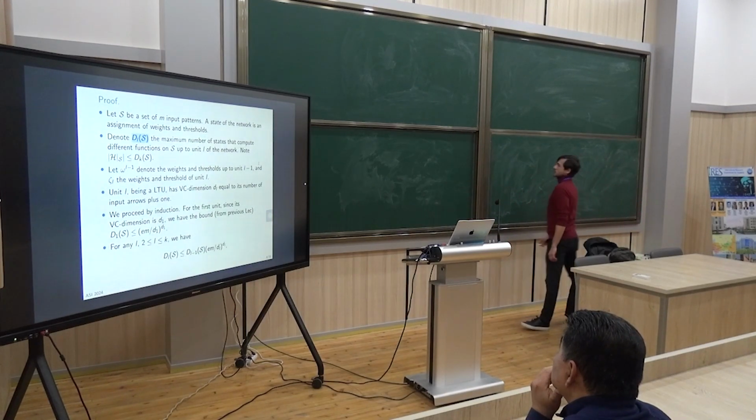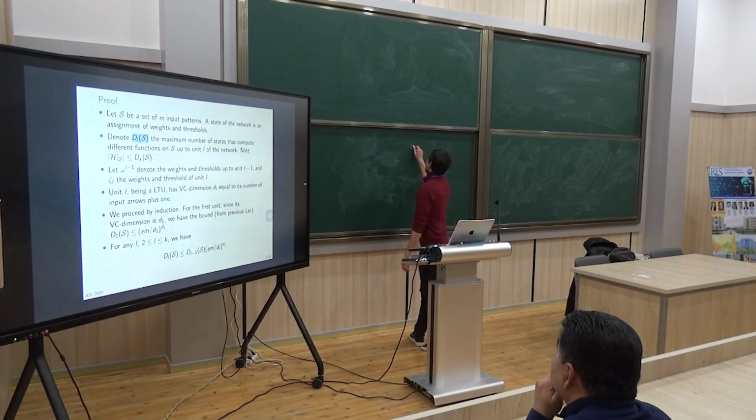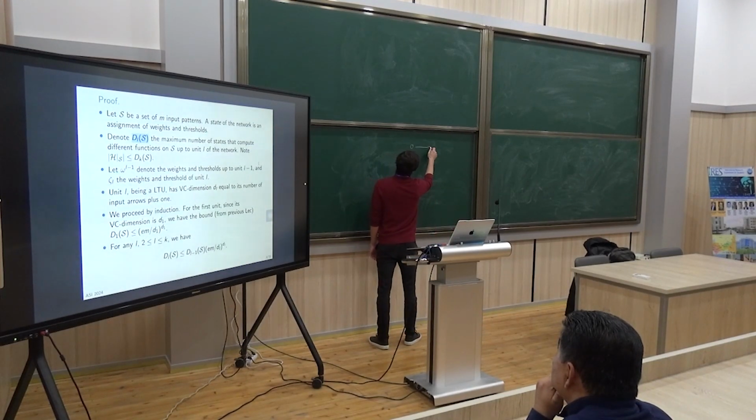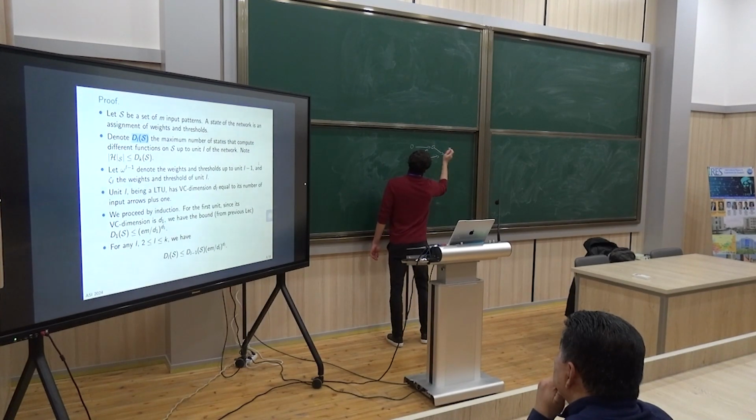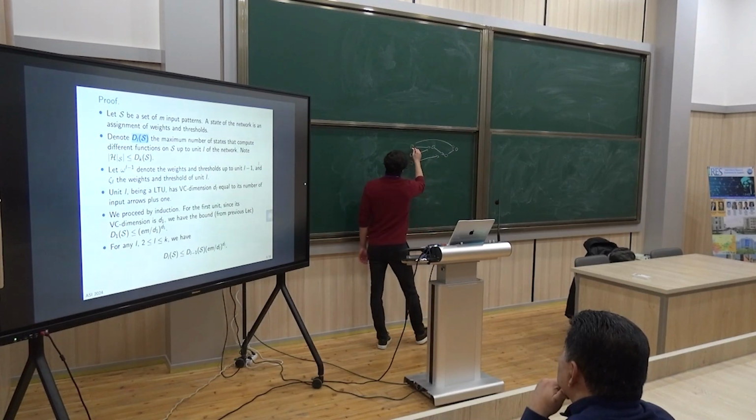So maybe the network has these several input neurons, and we are connecting them to some other neurons like that. I guess we could have something like this. And these are enumerated.